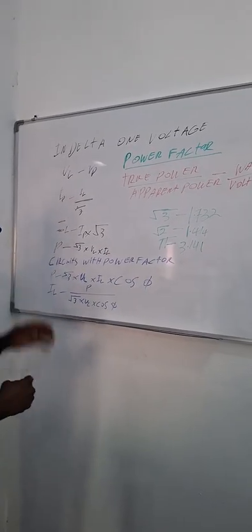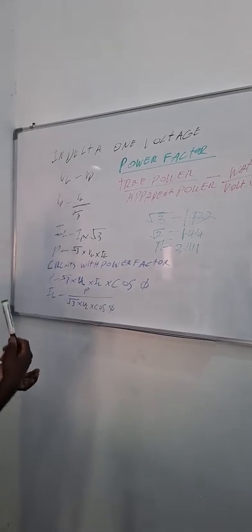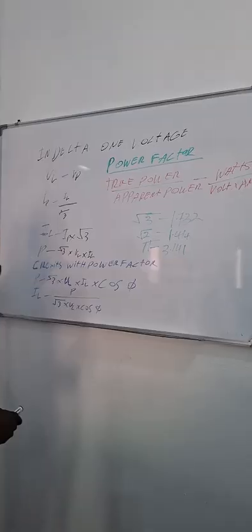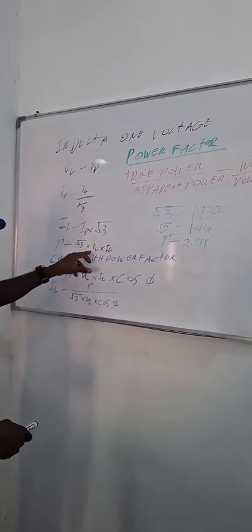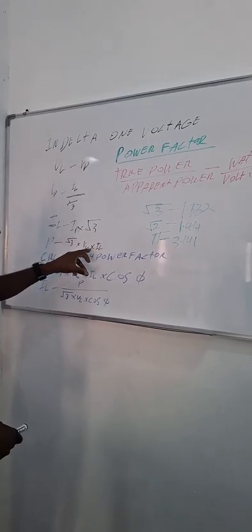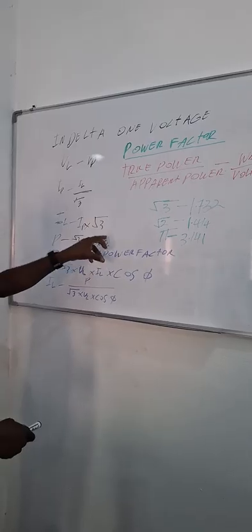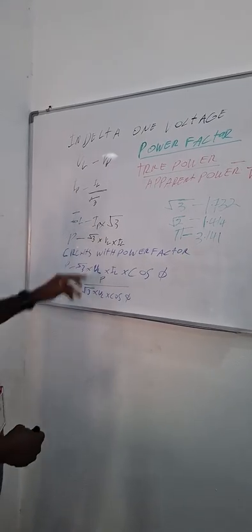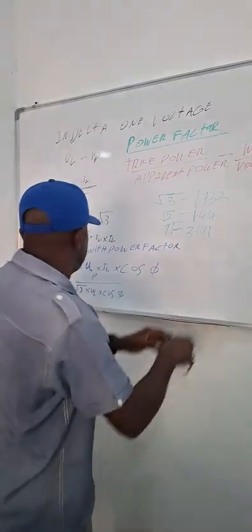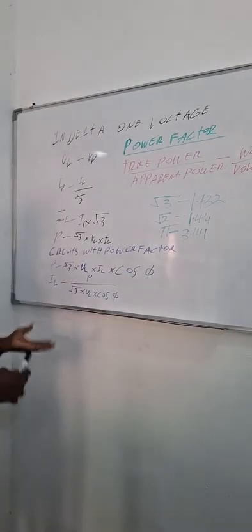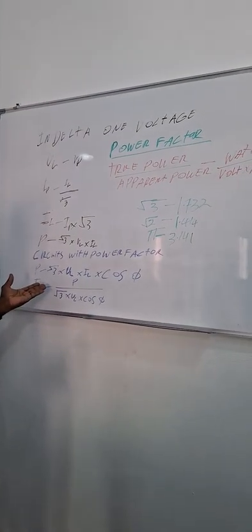Phase power, now in this case we're talking about delta. Power is going to equal the square root of 3, 1.732, times the line voltage times the line current, IL, for circuits with power factor. And so, now we have the circuit power factor.